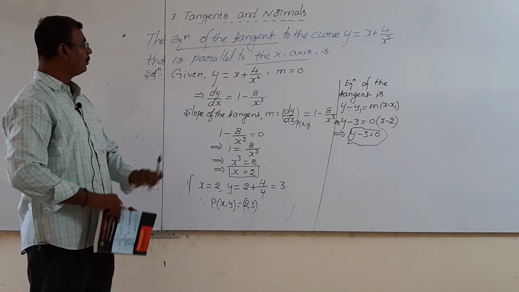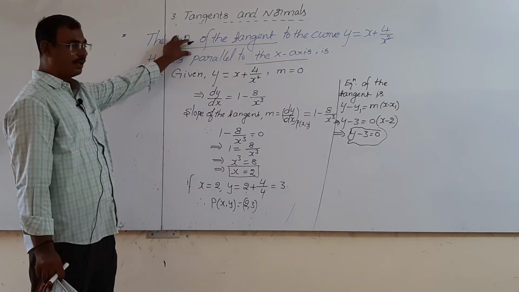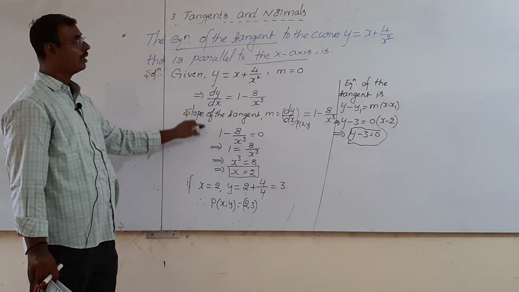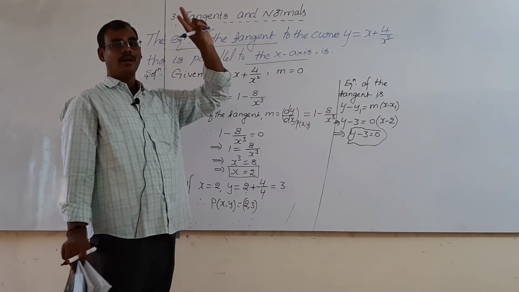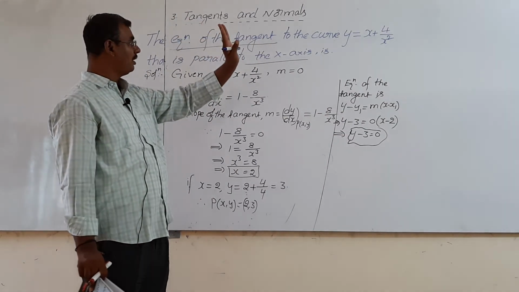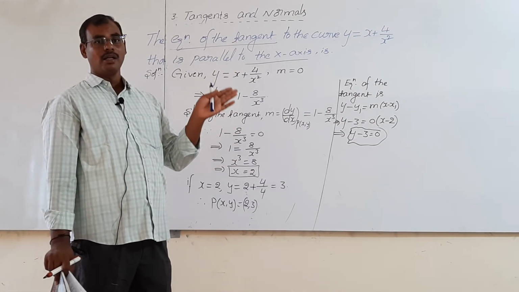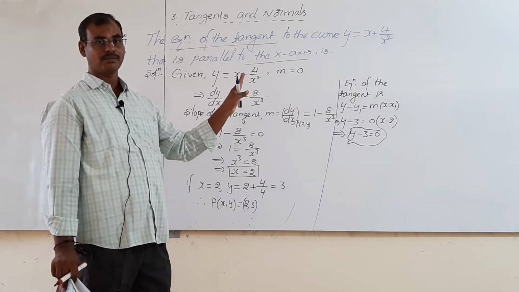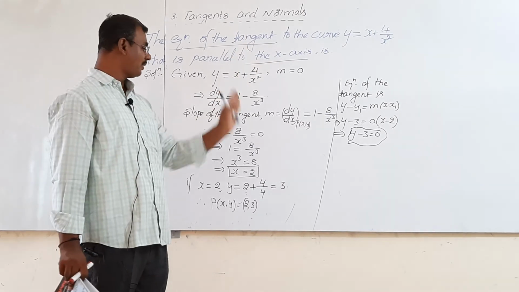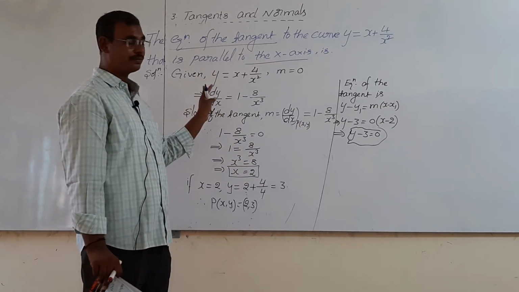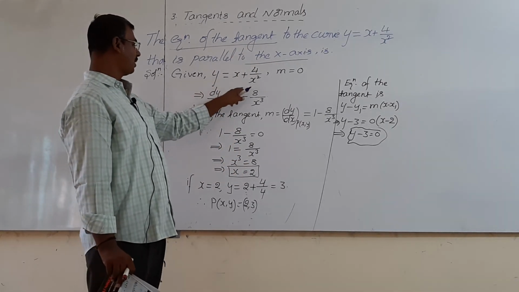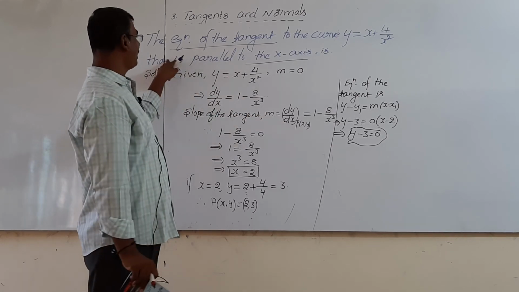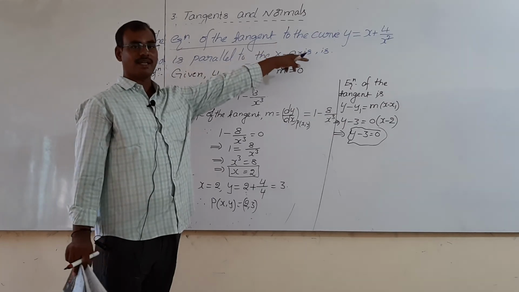If the point is not given, how to find the point? This is the procedure. Slope is compulsory. Here we actually need two conditions. Between the two conditions, one of them should always be given. One is given, the other one we should find according to the problem. Take the curve, differentiate, find the slope of the tangent. But this tangent is parallel to the x-axis.